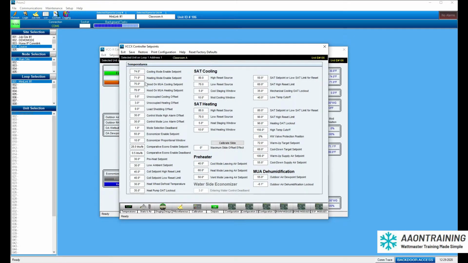Sometimes I'm in Canada, so we certainly need our heat. I often set it to 71.5 as the mode enable for heating. And then I usually set the mode selection deadband to 0.6. For cooling, if you want it a little bit tighter, set it to 74. If you want it a little bit looser, set it to 75 or whatever you want after that.